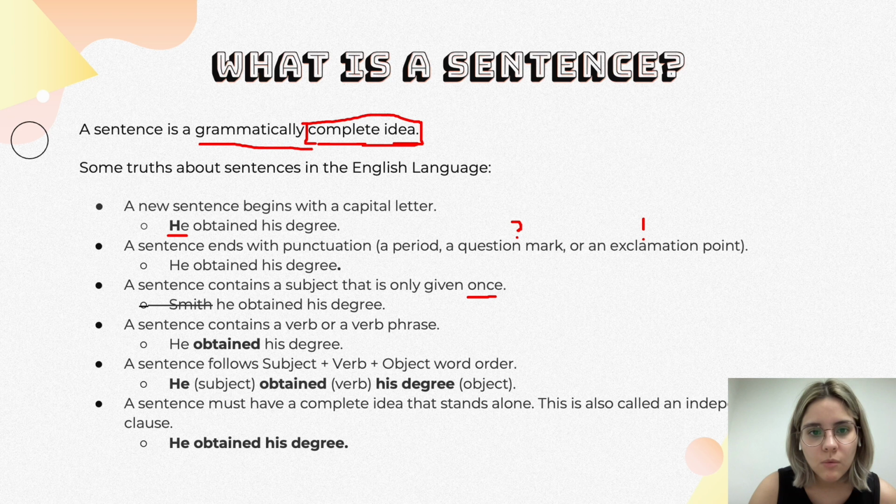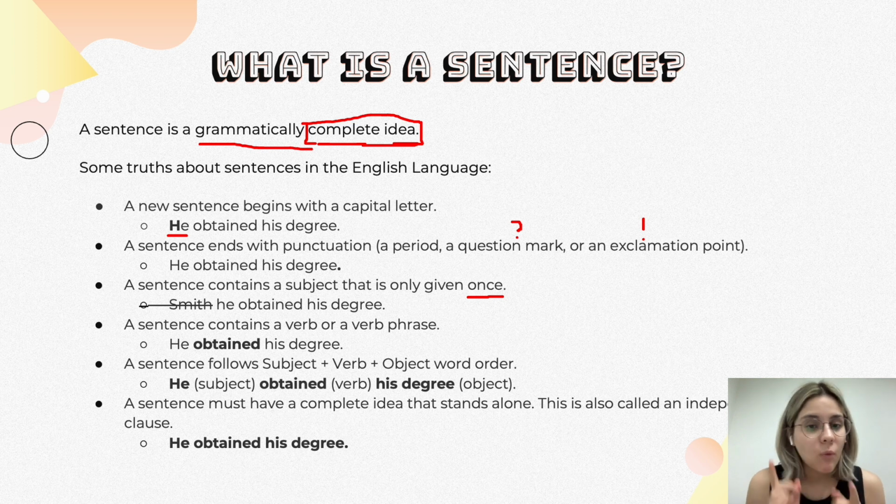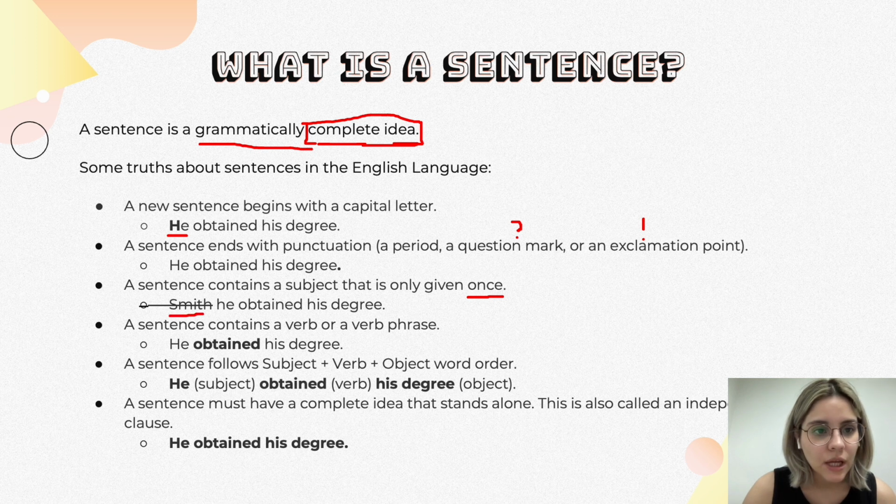Next, number 3, a sentence contains a subject that is given only once, okay? Very important, only once. It can be various subjects, it doesn't matter, but we only mention them once. So for example, "Smith, he obtained his degree" is wrong because they are mentioning the subject twice, okay? So we only mention it once. So we either say "He obtained his degree," or we can say "Smith obtained his degree." Okay.